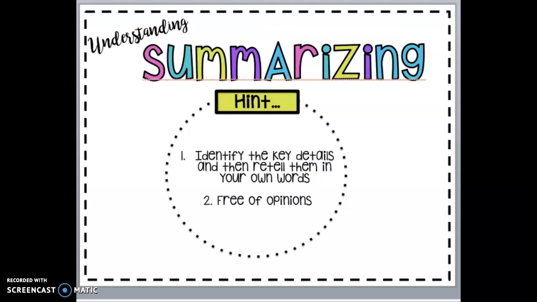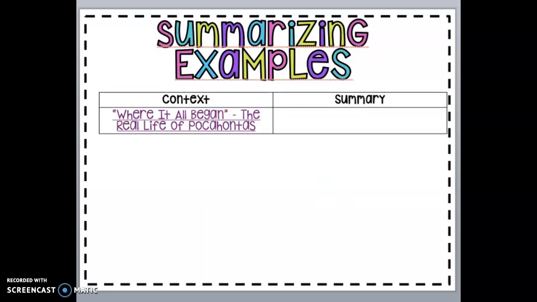Here are the helpful hints. I put 2 down this week so it can help you better summarize the text. The first one is still the same. You're retelling the key details and putting them in your own words. You're also making sure that you are telling them in the order that they happened. And the second hint for summarizing is you want to make sure that your summary is free of opinions. So you don't necessarily want to put your opinion into a summary because a summary is just telling facts that happen. Now let's practice together.